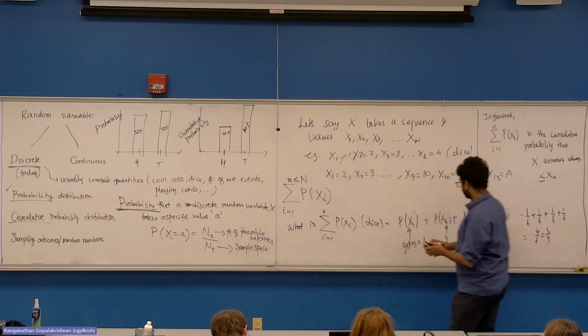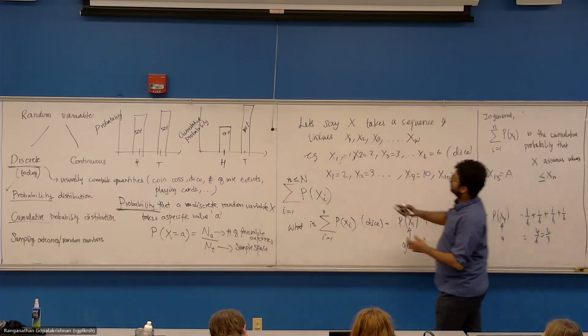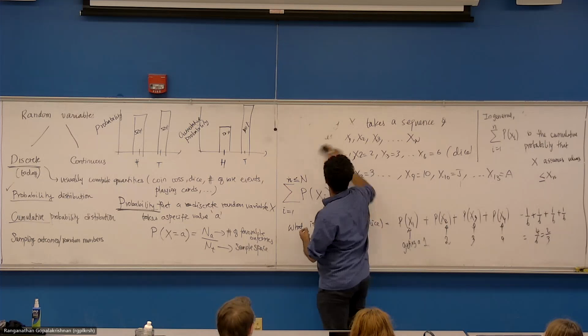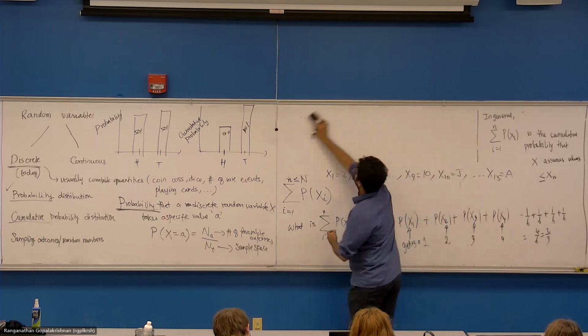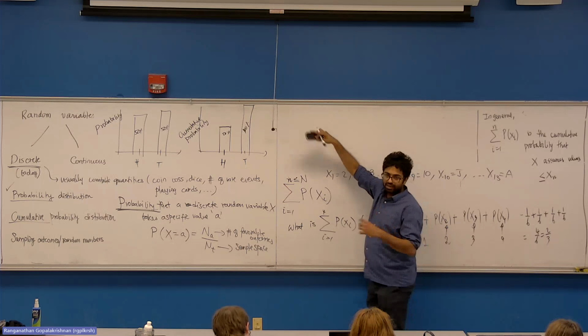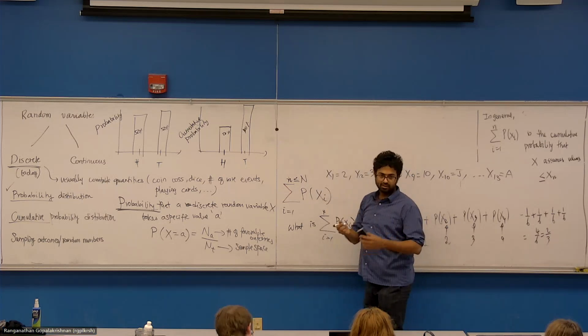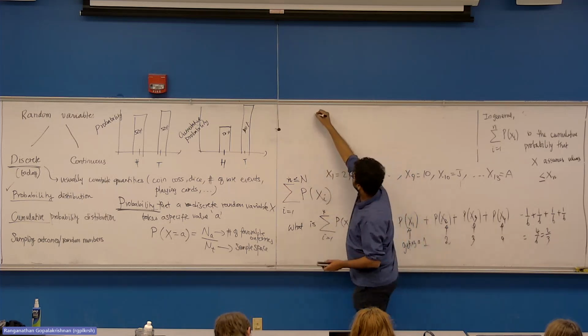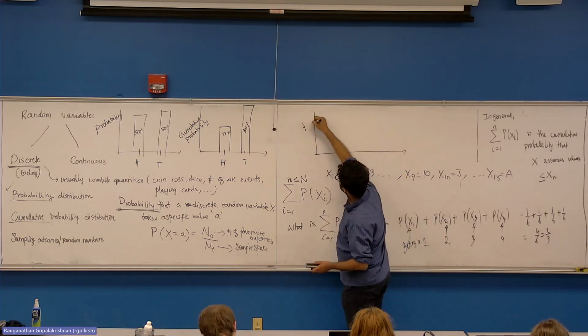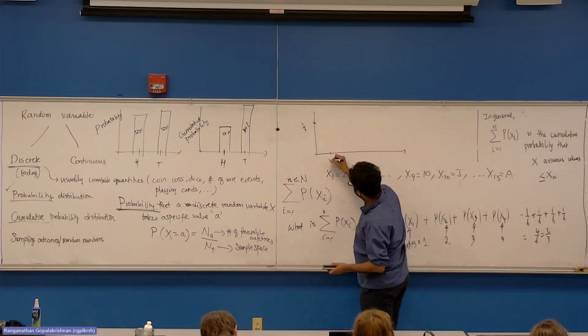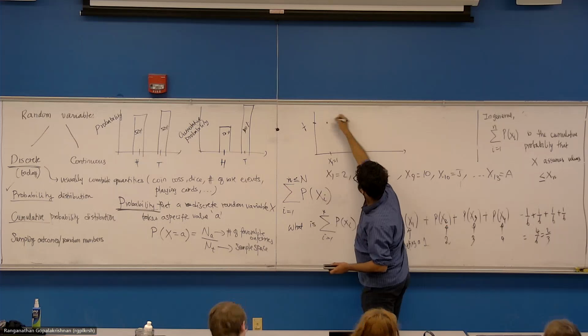I'll give you one more example. What is the chance of getting a 1 in a roll of a dice? 1/6, right? So if I plot this, if I write 1/6 here, the chance of everything is the same.